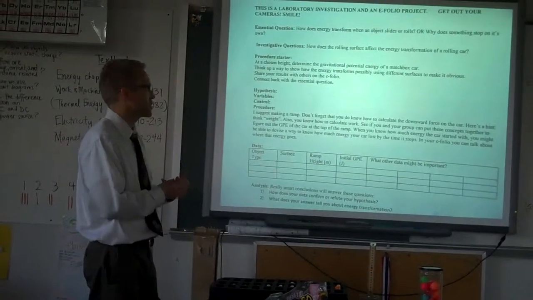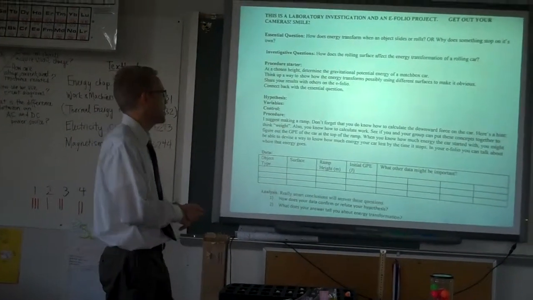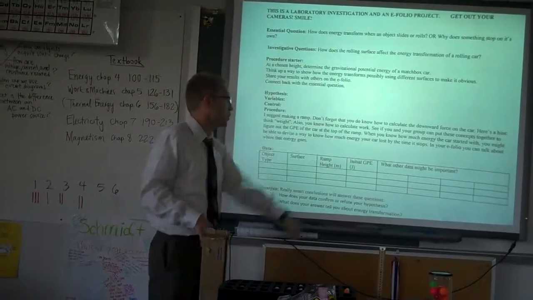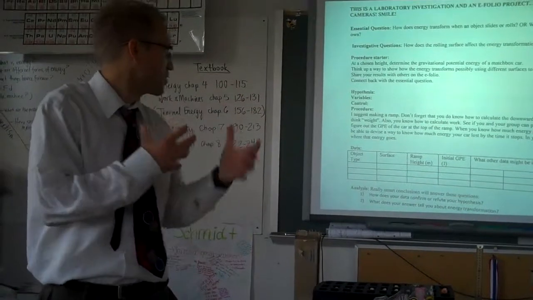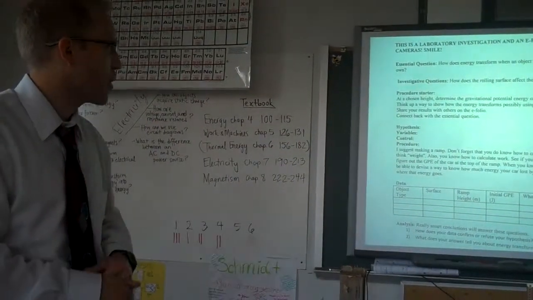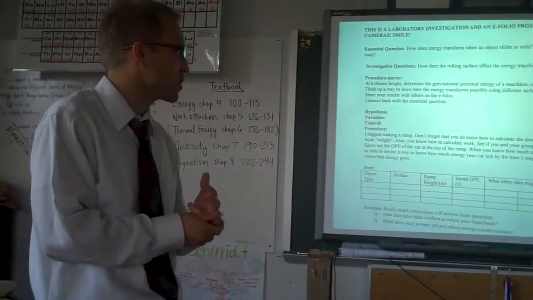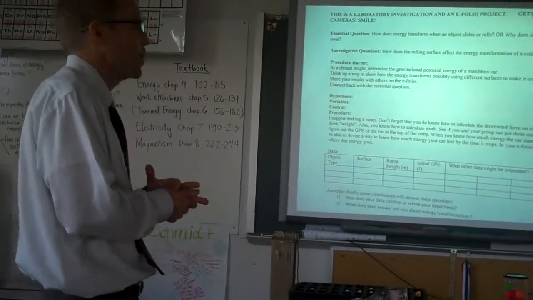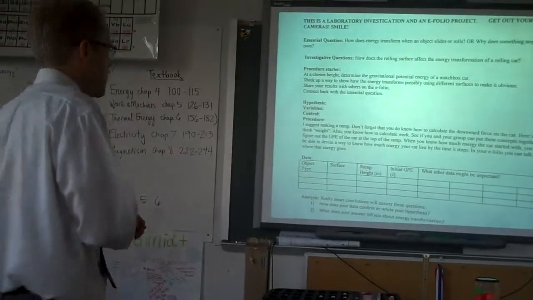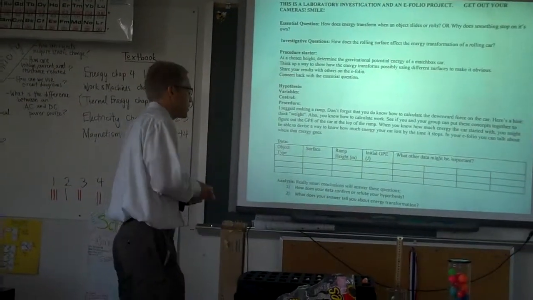Don't forget that you know how to calculate the downward force of the car. Here's a hint: think weight. Also, you know how to calculate work. See if you and your group can put these concepts together to figure out the GPE of the car at the top of the ramp. When you know how much energy the car started with, you might be able to devise a way to know how much energy your car lost by the time it stops. In your eFolio, you can think about where the energy goes.